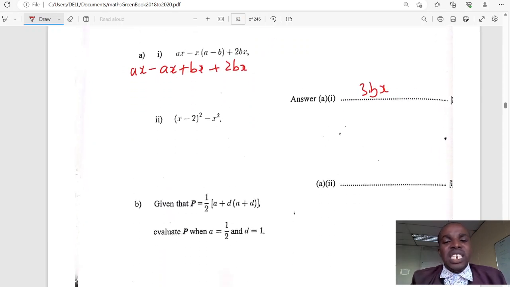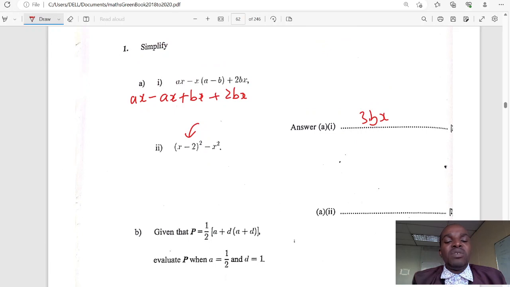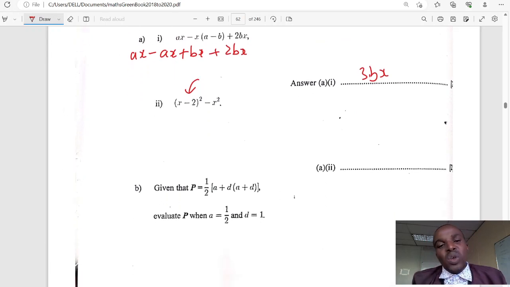Then next, item number 2, you have to simplify this part. This one looks like it's a difference of two squares, right? So if you can check this and this, you can remove this bracket, since you're just simplifying. If it was factorization, it would be much easier, but you just have to simplify in this case. So you remove this bracket, then connect to this item, then it will make more sense.